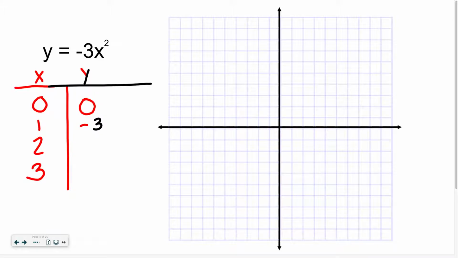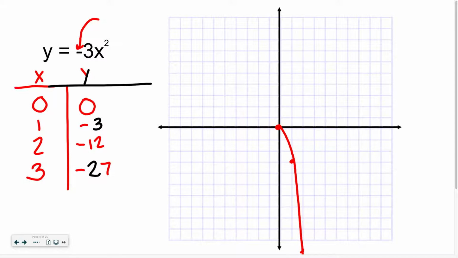If x is 2, negative 12. 2 squared is 4. You are squaring the number first. 4 times negative 3 is negative 12. If I wanted to do 3, I could. Negative 27. Again, 3 squared is 9. 9 times negative 3 is negative 27. This is what's making the line go down. If you don't multiply by that negative 3, your coordinates are going to be in the first quadrant here. So if I graph this, 0, 0, 1, negative 3, 2, negative 12 is actually off my graph here.